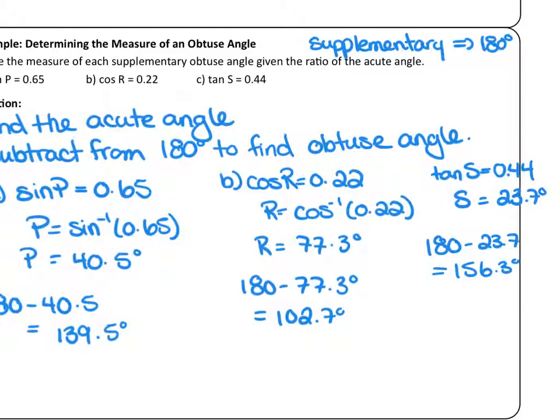So this is basically what we're going to be doing in this lesson. We'll now be able to change things to obtuse angles and go back and forth between our acute angles and our obtuse angles and work with them in different ways.